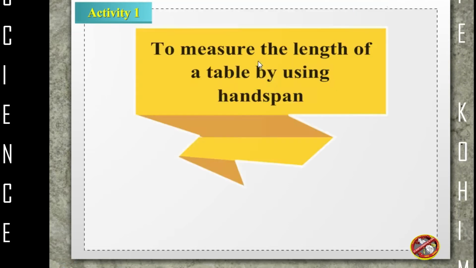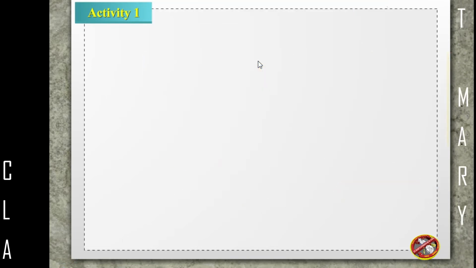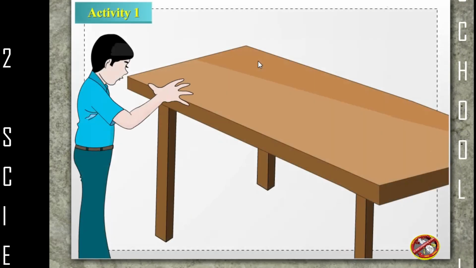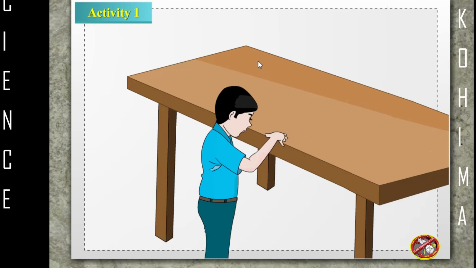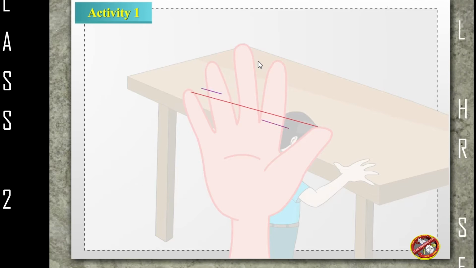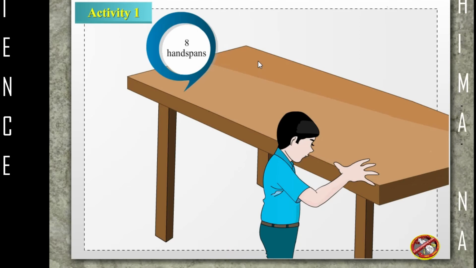Activity 1. To measure the length of a table by using handspan. Things needed: a table. Method. We measure the length of a given table with our handspan. Handspan is the distance between the tip of the thumb and the tip of the little finger of a fully stretched hand. It is 8 handspans.